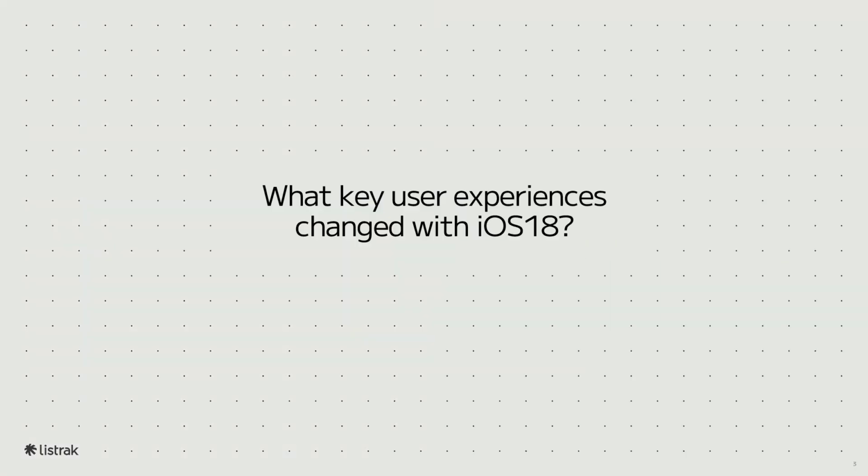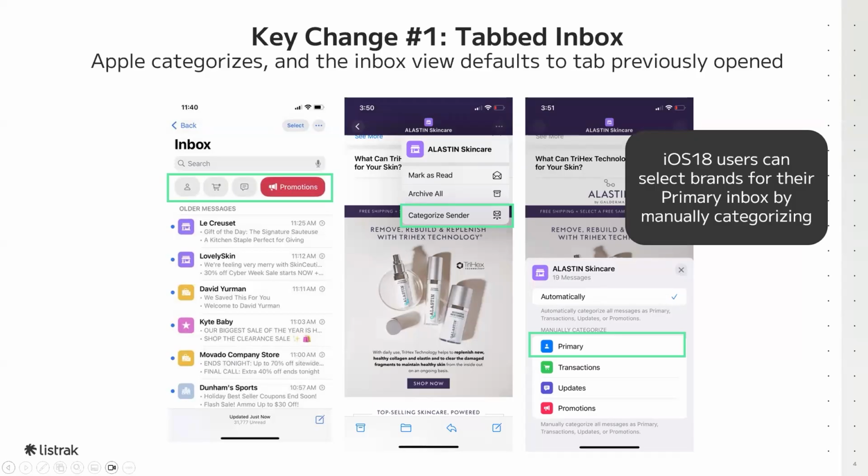iOS 18 introduced a handful of subtle but important updates to how emails appear and function in Apple Mail. Apple now uses a tabbed inbox structure, and the user's initial view defaults to the tab that was previously opened. Apple Mail automatically categorizes messages into primary, transactions, promotions, and news tabs, taking into account factors like subject line, body content, and more. Users can categorize how messaging from specific brands land in their primary inbox, but they have to do this manually within their individual device settings.